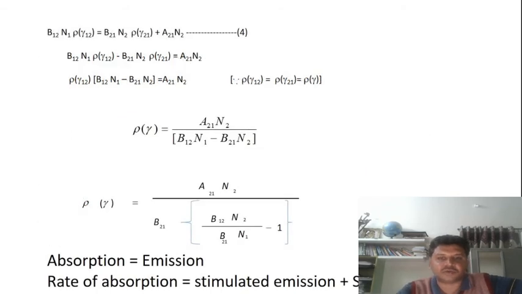Rate of absorption is equal to stimulated emission plus spontaneous emission. Based on this, we got a conclusion equation: the energy density is equal to A21 N2 by B21, divided by B12 N1 by B21 N2 minus 1. Whatever equation we got here, whether this relation is correct or not, we have to compare with the already verified equation from Planck.